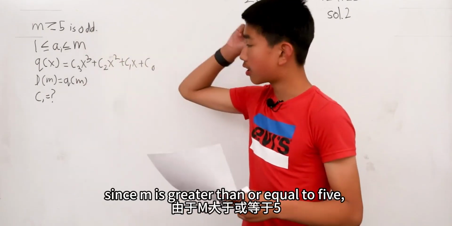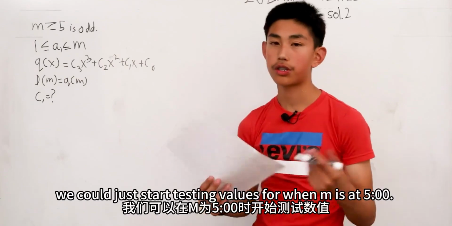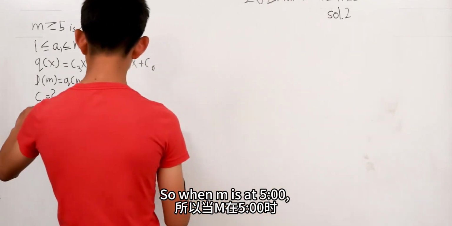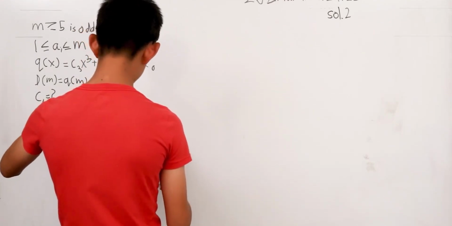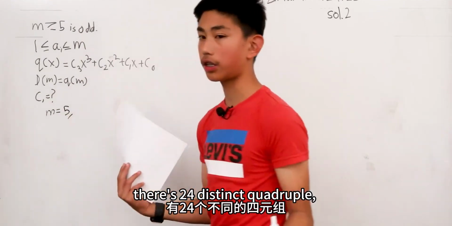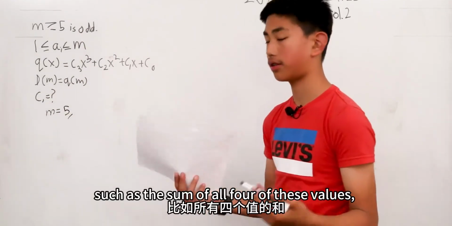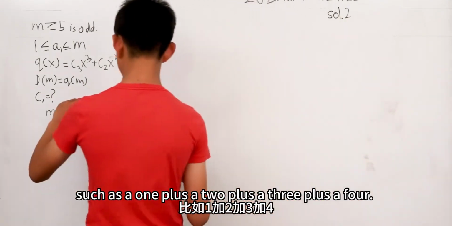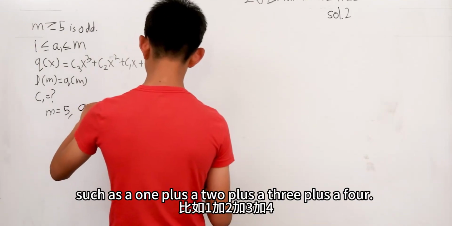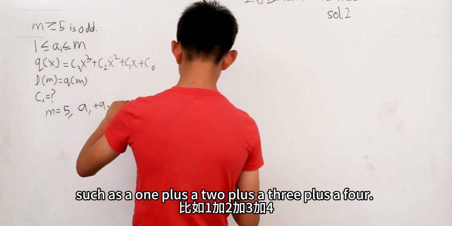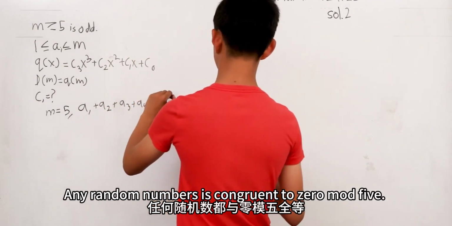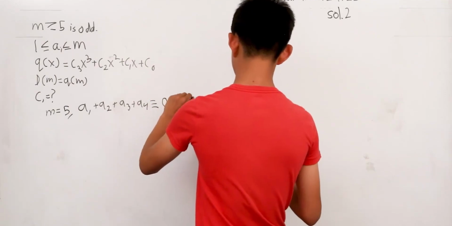since m is greater than or equal to 5, we could just start testing values for when m is 5. So when m is 5, there are 24 distinct quadruples, such as a1 plus a2 plus a3 plus a4, the sum of all 4 of these values. Any such sum is congruent to 0 mod 5.